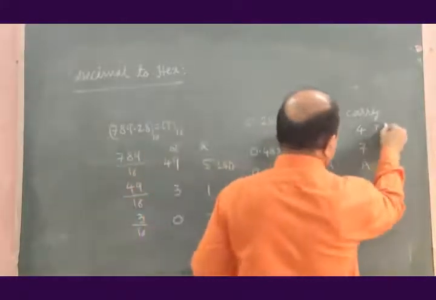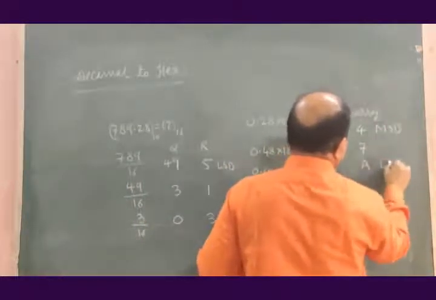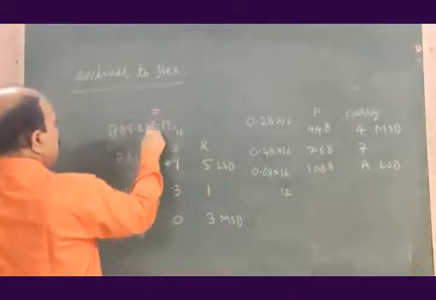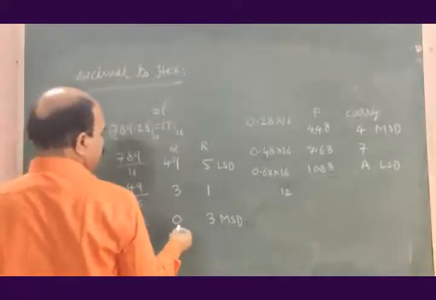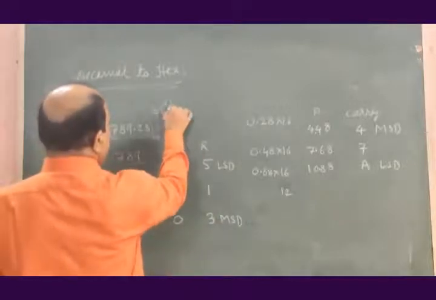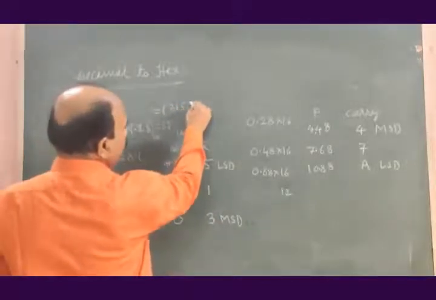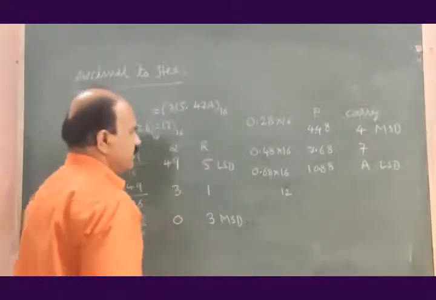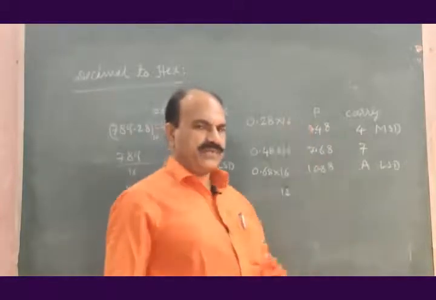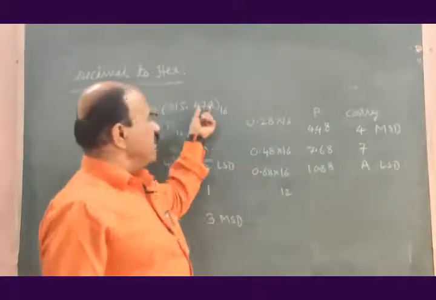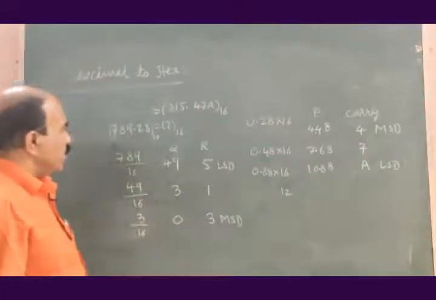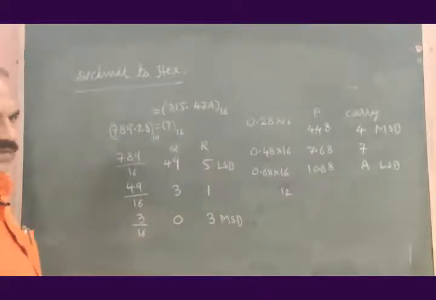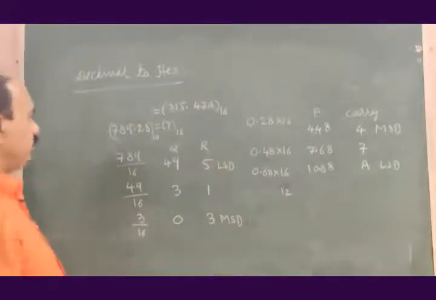This can be continued. This will be MSD, this will be LSD, and therefore this decimal number in hex is 315.47A in base 16. This is an approximate value of the fractional part. So this is how a decimal number can be converted to hexadecimal. Let us go for one more example.